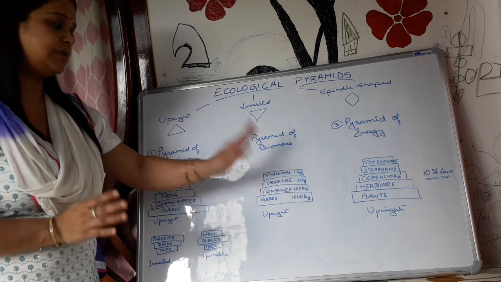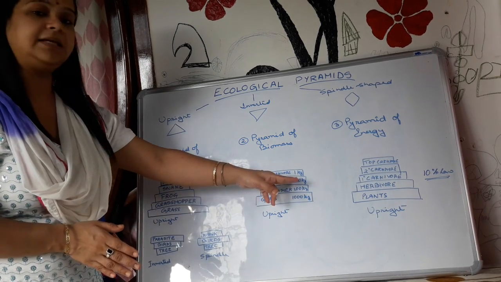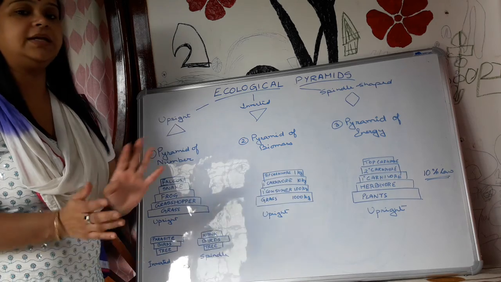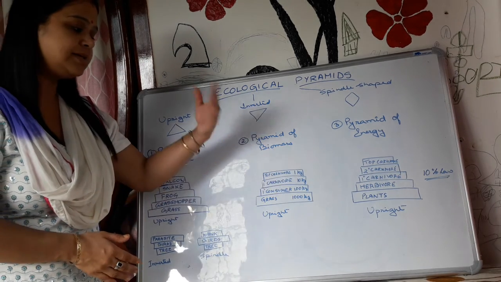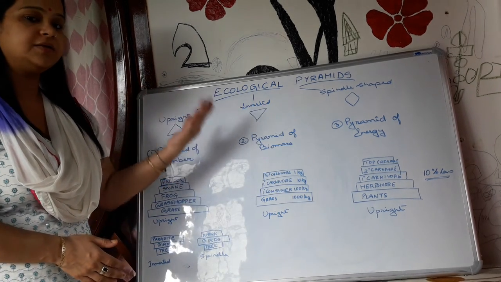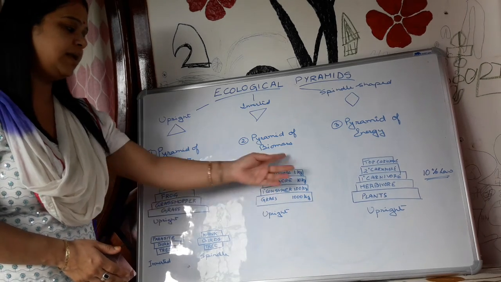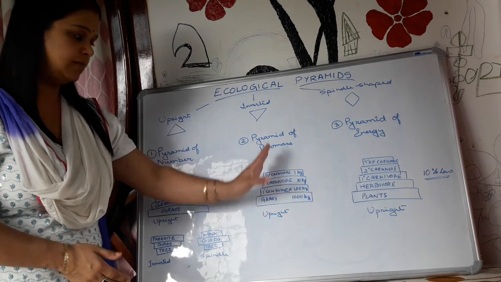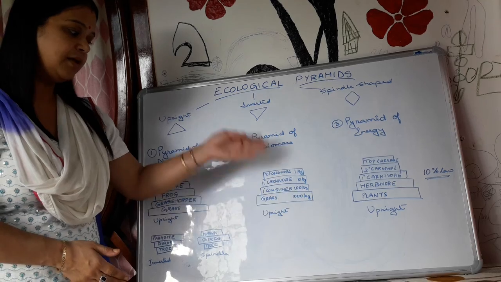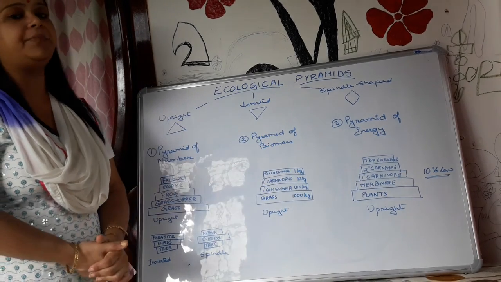Primary carnivores, again 10%, 10 kgs. Top carnivores, 1 kg, 10%. That means only 10% is going to the next trophic level, and that's why the total biomass is decreasing gradually, so it is giving an upright pyramid.